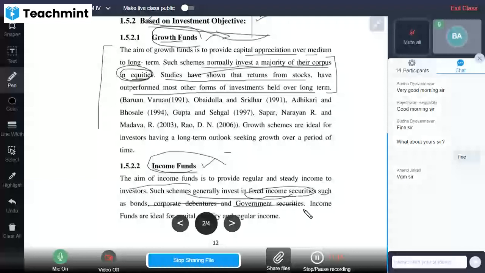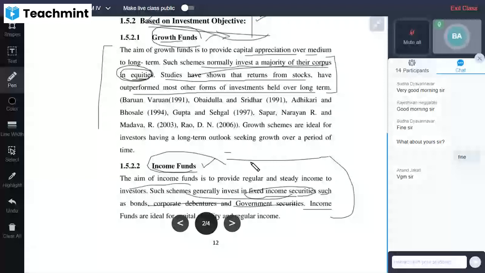So these are the ideal funds where we can maintain the stability in capital, along with the income they can get regularly or steadily from this kind of funds. Okay, so growth funds, income funds. Next one, balanced fund.